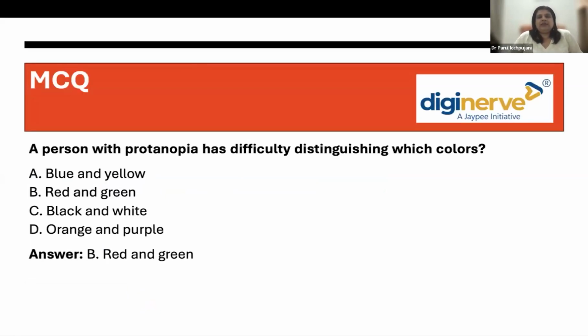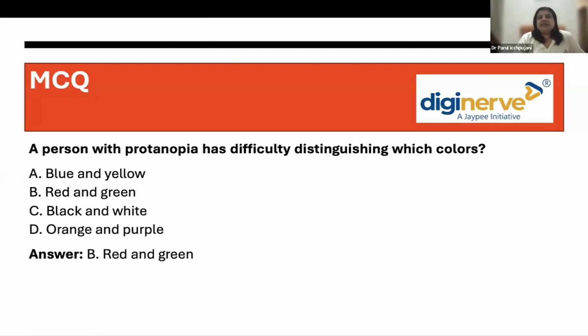So now you can get a question that a person with protanopia has difficulty in distinguishing which two colors: blue and yellow, red and green, black and white, or orange and purple. So very clearly, the last two options are out of the kitty. We are going to be talking about blue and yellow and red and green essentially when we talk about color vision deficiency. So which out of these two needs to be the answer?